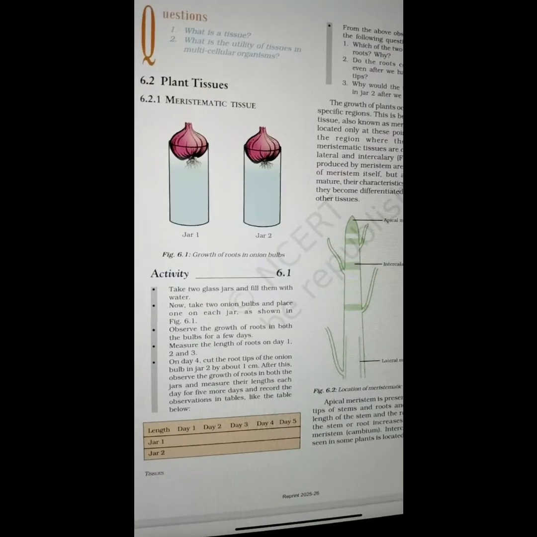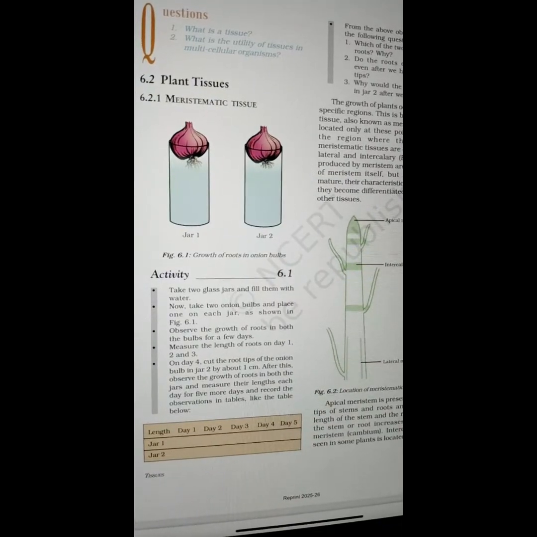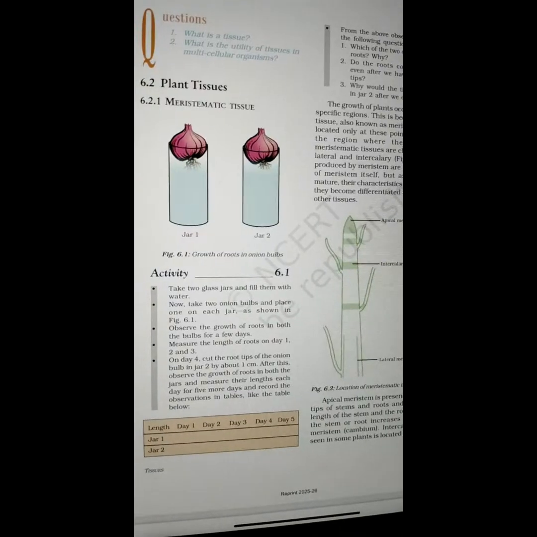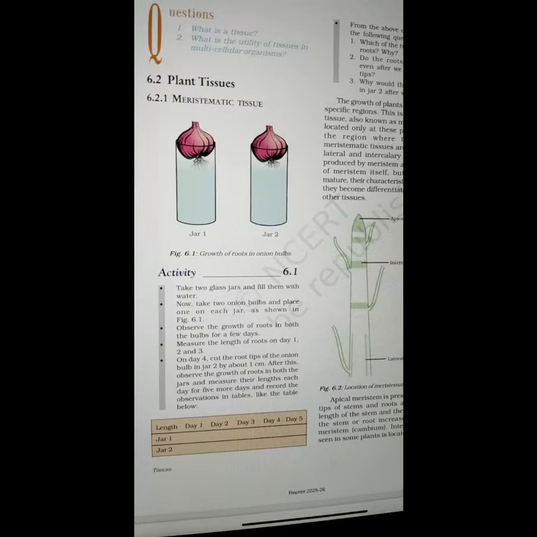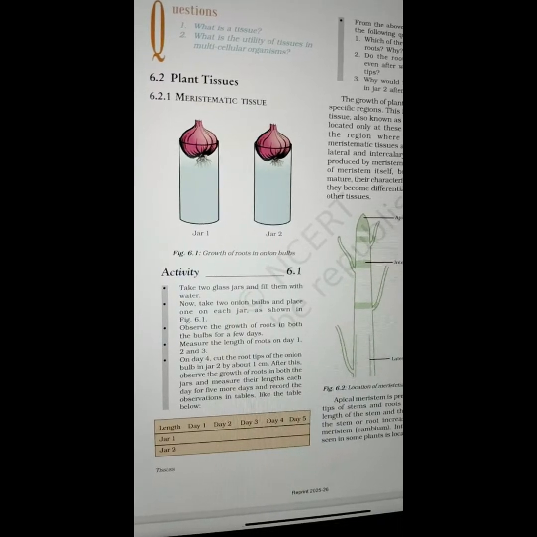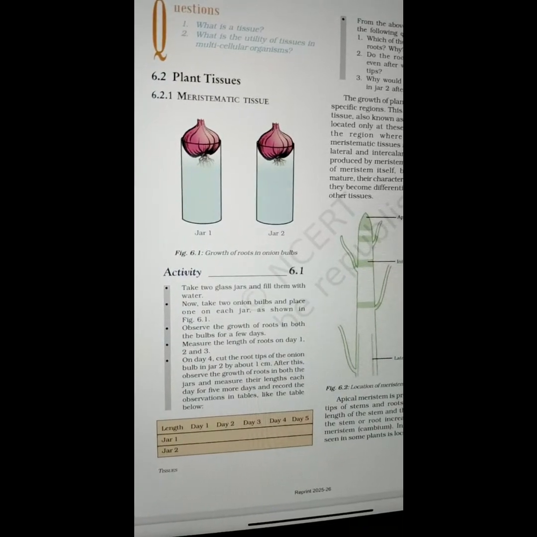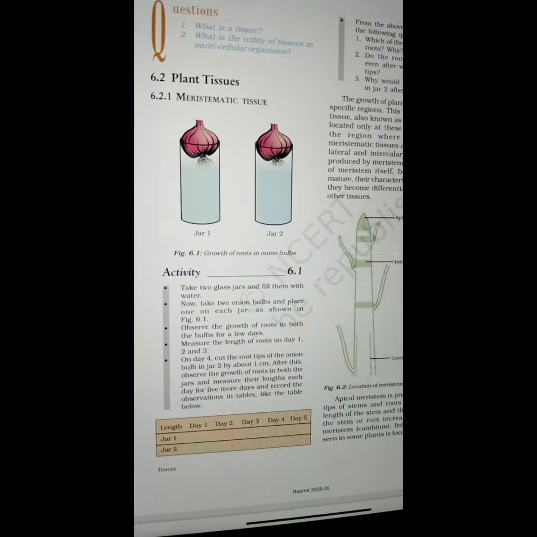After this, observe the growth of roots in both the jars and measure their lengths each day for 5 or more days and record the observations in tables like the table below. So length has to be measured on all the 5 days in jar 1 and jar 2.